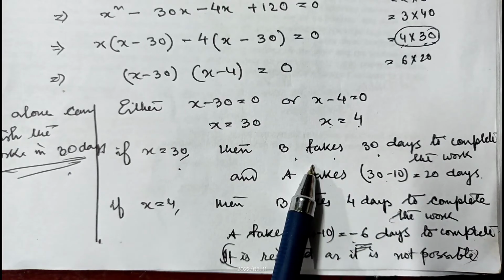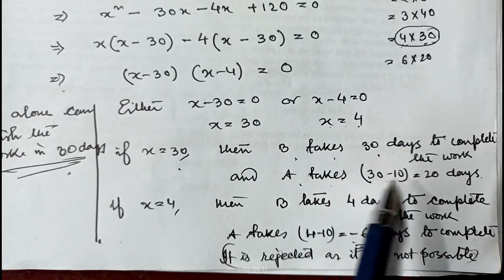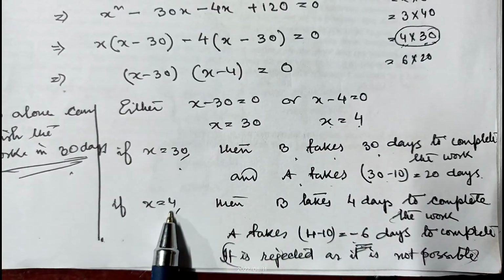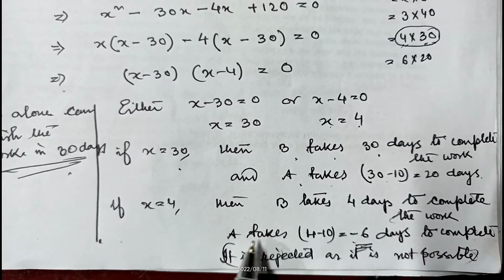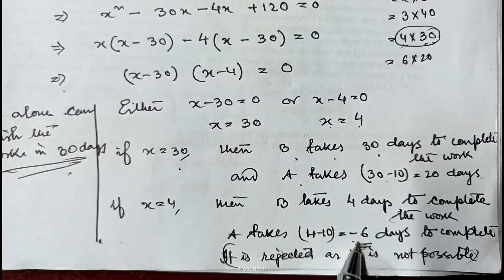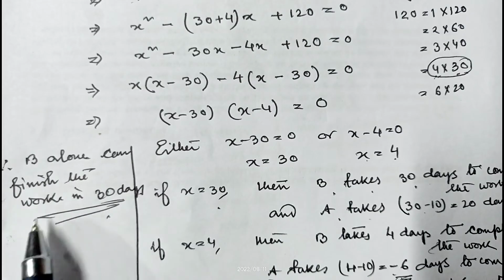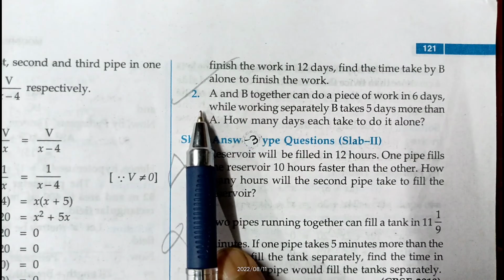So from this part we got B takes 30 days to complete the work and A takes 20 days to complete the work. Again, if I consider X equals 4, then B takes 4 days to complete the work and A takes 10 days less. So 4 minus 10 will be minus 6. Since the number of days cannot be negative, we have to reject this case. So B alone can finish the work in 30 days. That's the required answer. Question number 2.